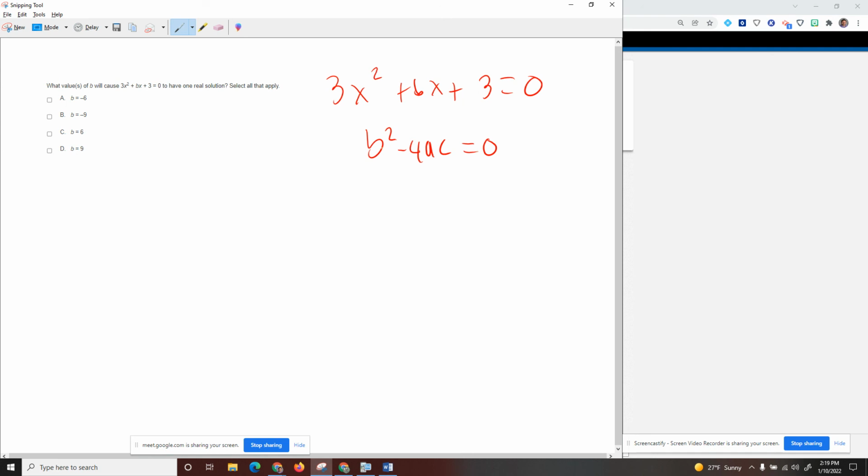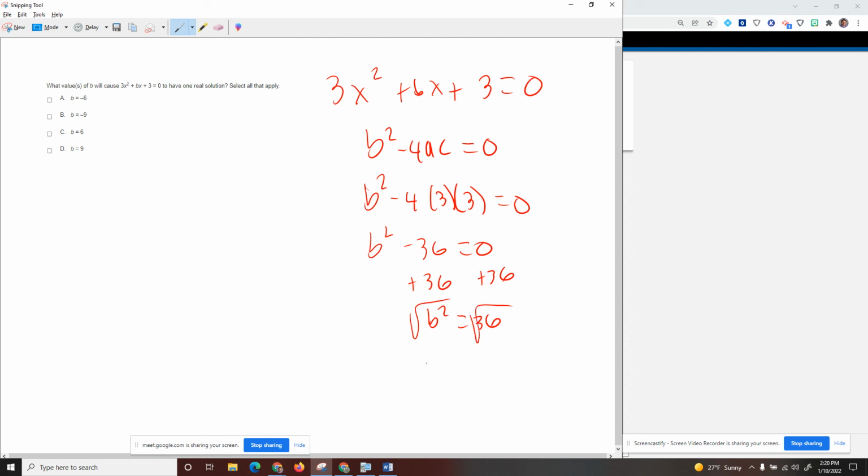So B, I don't know what B is. That's what I'm going to have to solve for. But A is 3 and C is 3. So B squared, negative 4 times 3 is negative 12. Negative 12 times 3 is negative 36. I'm going to add 36 to both sides. And I get B squared is equal to 36. Take a square root of both sides. And I get that B is equal to plus or minus square root of 36. Square root of 36 is a perfect square. So B is equal to positive or negative 6. So 6 and negative 6.